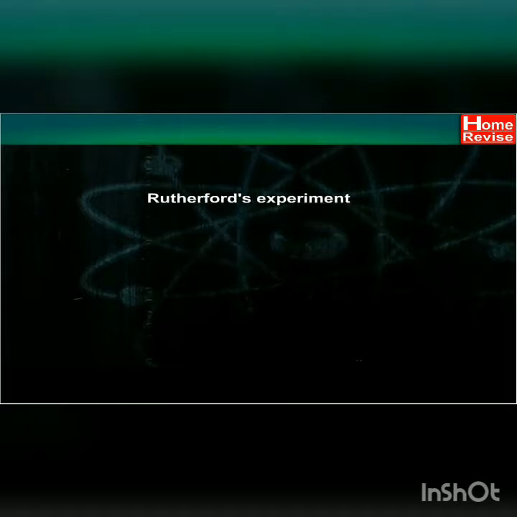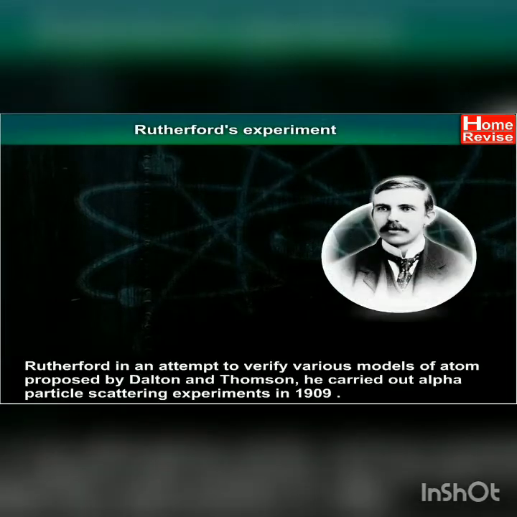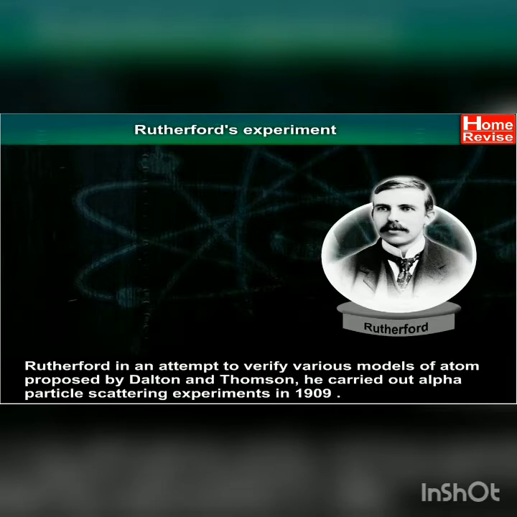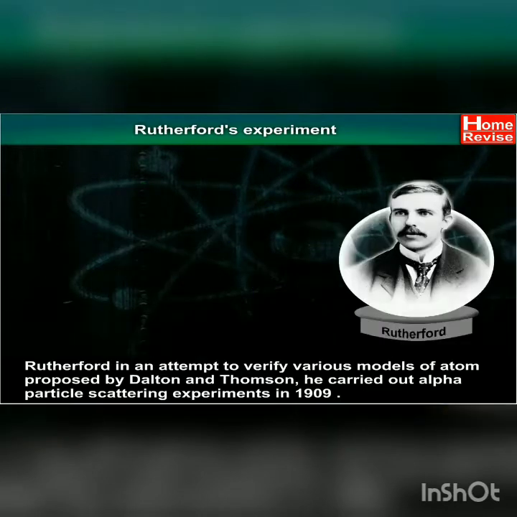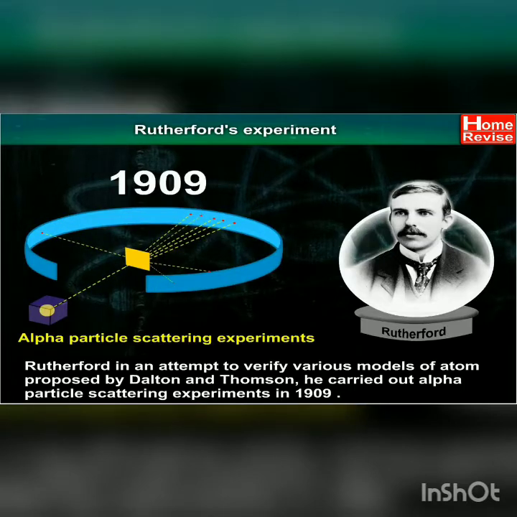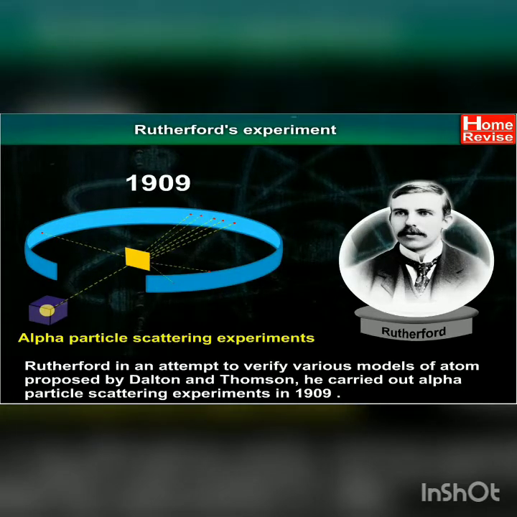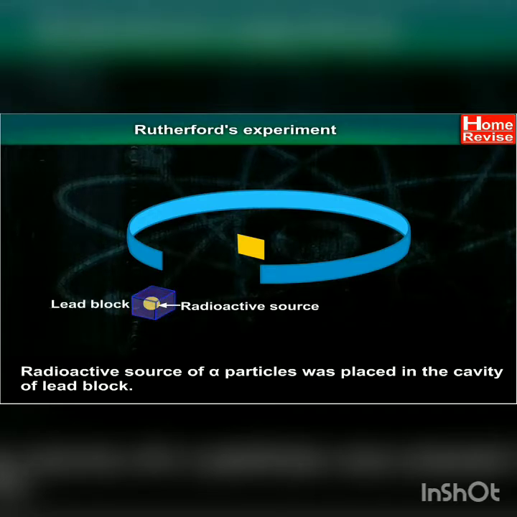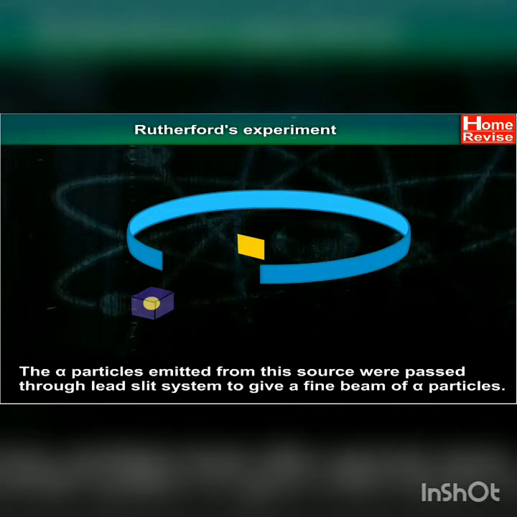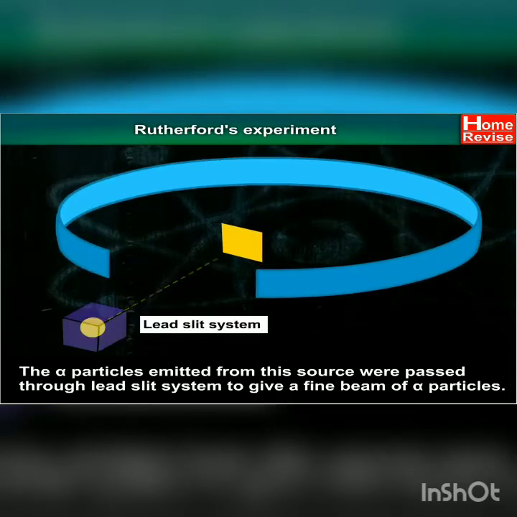Rutherford's experiment. Rutherford, in an attempt to verify various models of atom proposed by Dalton and Thomson, carried out alpha particle scattering experiments in 1909. Radioactive source of alpha particle was placed in the cavity of lead block. The alpha particles emitted from this source were passed through lead slit system to give a fine beam of alpha particles.